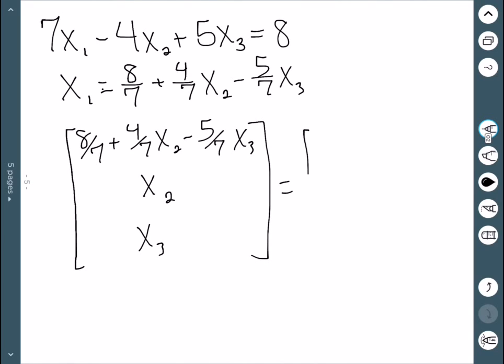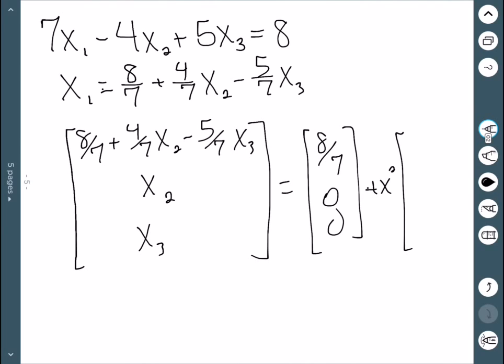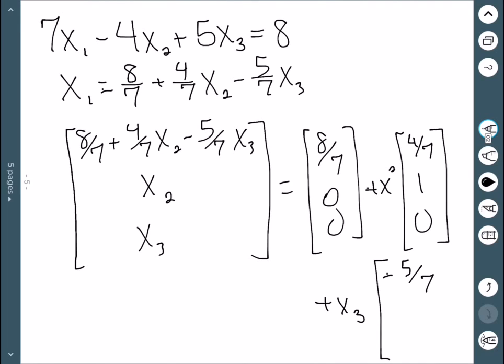Now when I try to break it up, I have my constant vector plus x2 times anything that involves an x2, in this case 4 over 7, 1, and 0. I'm running out of room here, but we would then need to add our x3 vector. In this case, negative 5 over 7, 0, and 1. And now this is in parametric vector form, and we can see that we do have 2 variables rather than 1 like we did with a line.